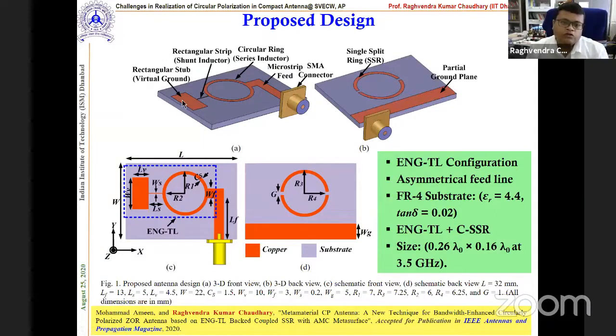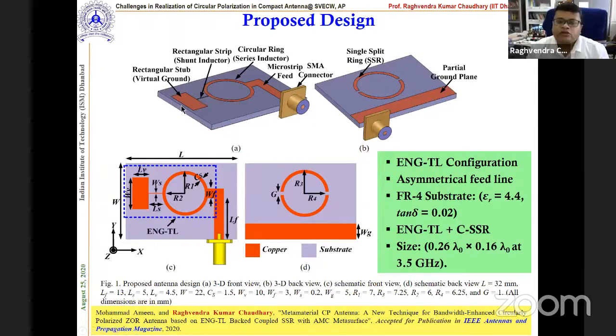So we purposefully put a virtual ground here. This virtual ground completes the ENG, the epsilon negative transmission line approach, as well. If you see here, this is mainly a feed line connected to the circular ring. This provides you LR, the left right-handed inductance. There is no gap or capacitance here. It is directly connected with a thin rectangular strip to the ground. So this is a shunt inductance.